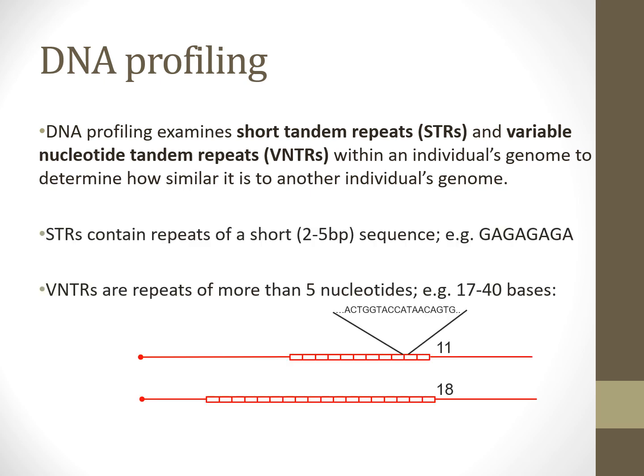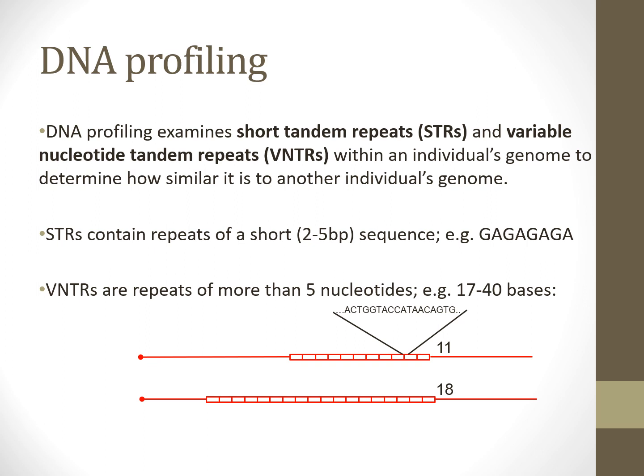Mentioned this already, so what are our STRs? They're our short tandem repeats. Usually STRs are 2 to 5 base pair sequences, so we had the GA repeat previously, and then we've got our variable nucleotide tandem repeats. These ones here are a little bit longer, but same thing. They are a repeat of the same nucleotides over and over.